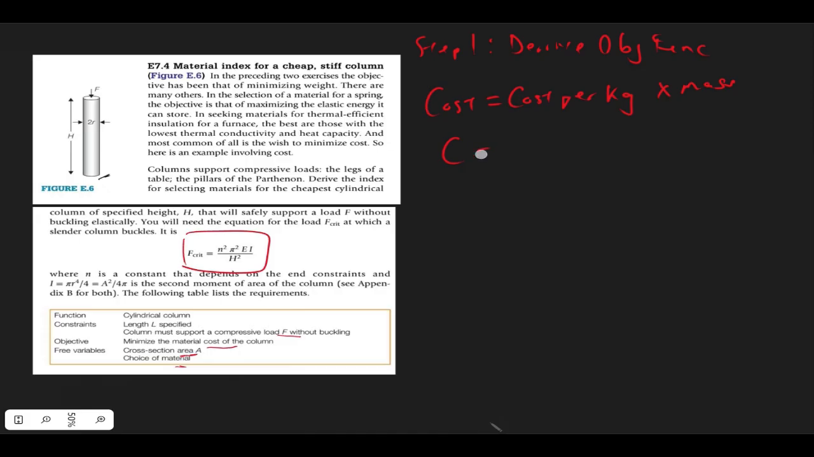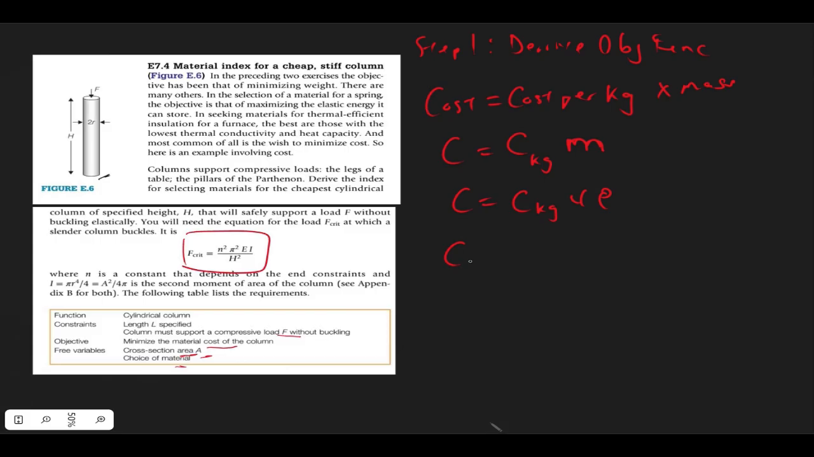So cost C is equal to cost per kg times mass. I usually tell you that anytime you're defining the objective function, you have to define it in terms of the free variable A, because you're going to eliminate A, the free variable, at the end of the day. So defining this in terms of A, cost is equal to cost per kg times volume times density.